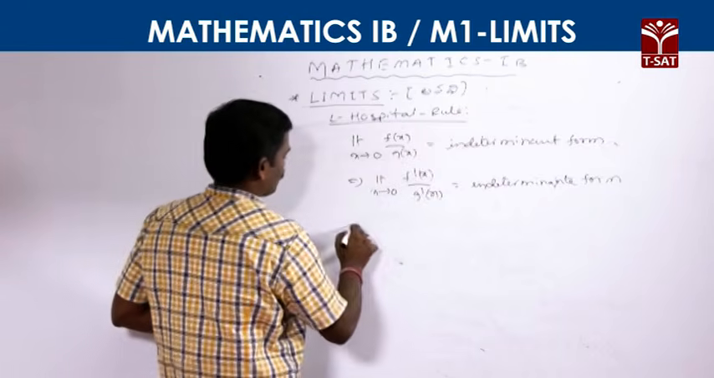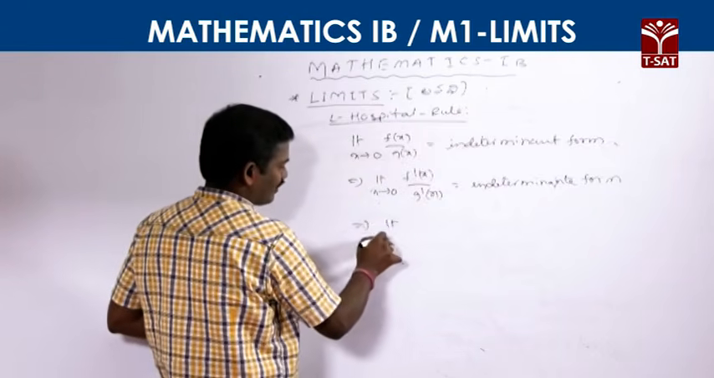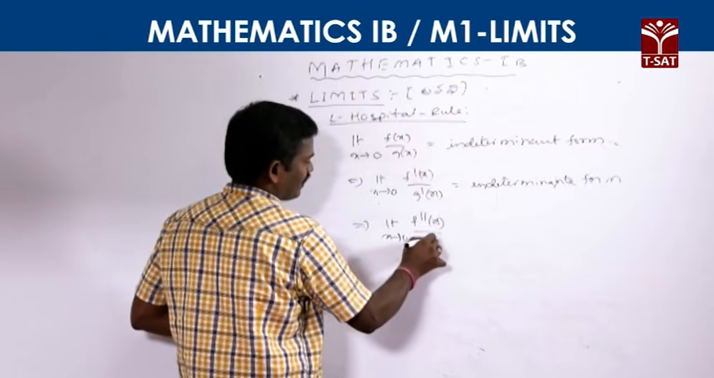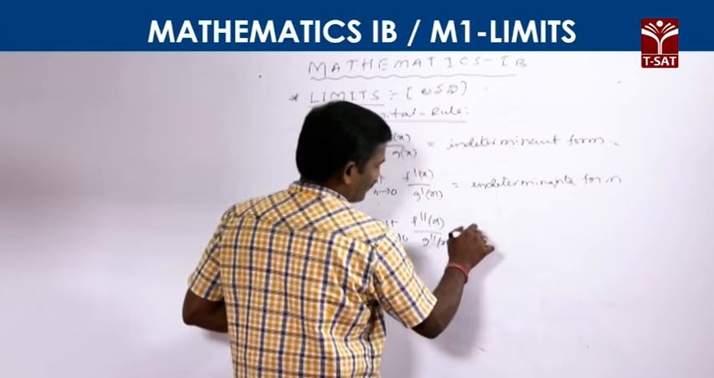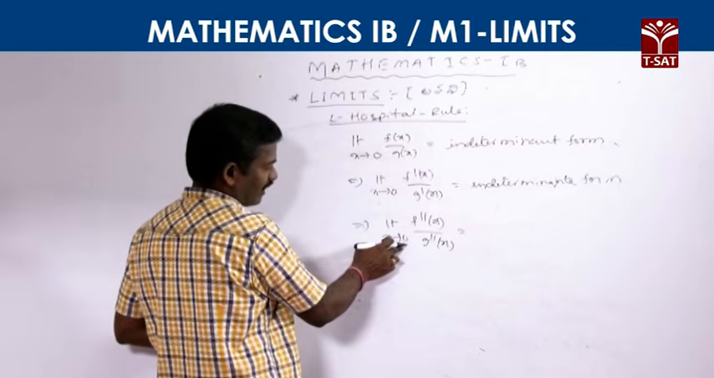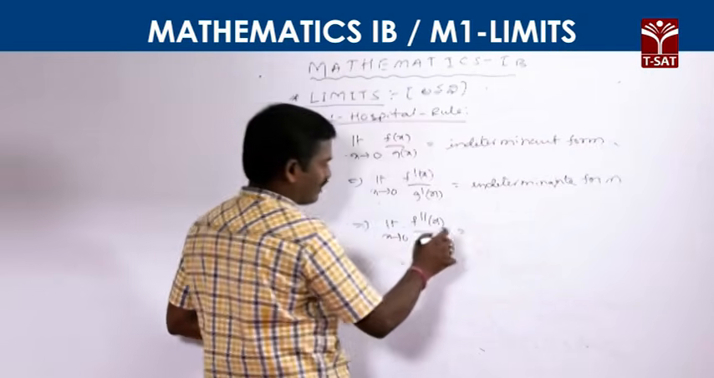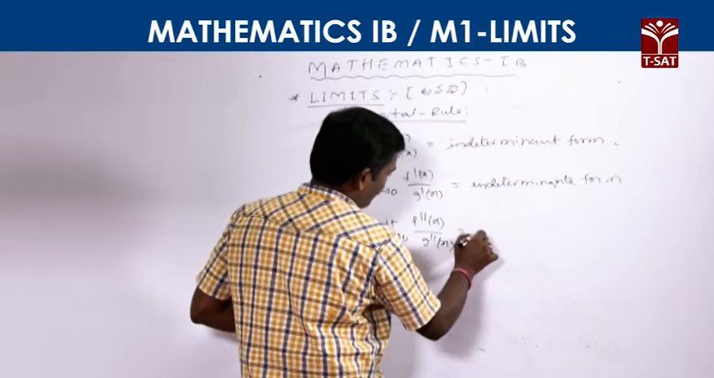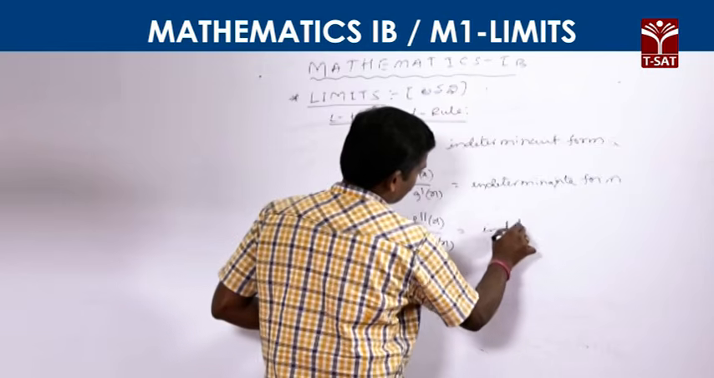Again go for the next derivative, that is the same limit extends to 0, f double dash of x by g double dash of x. So we need to check whether this is finite or infinite. First substitute the value in that function. After substituting this, suppose again it becomes an indeterminate form, indeterminate.